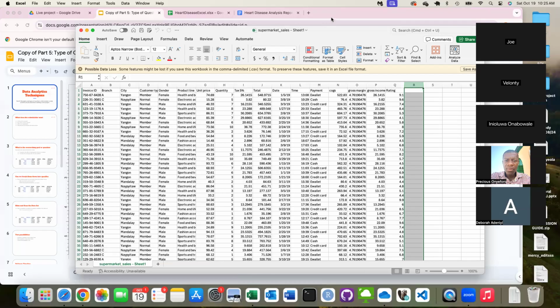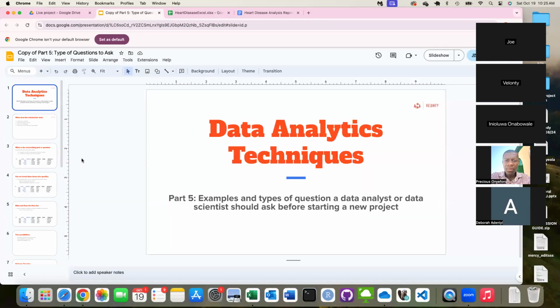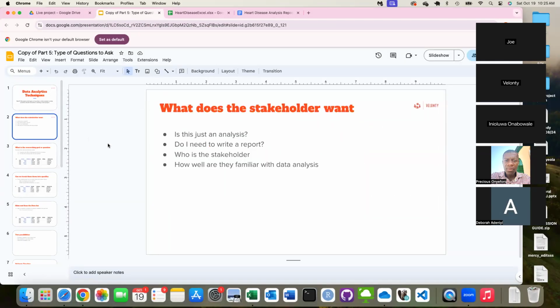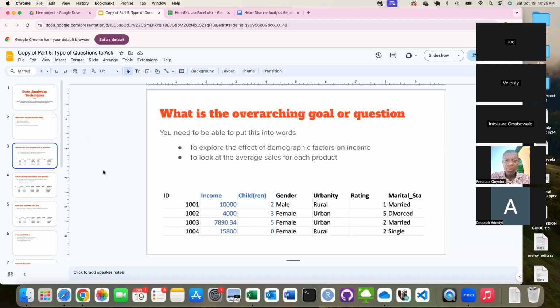So going back to this, understand that there are questions you have to ask. Let's say you want to ask, is this an analysis? We need to write the report. So you need to ask, what's the overarching goal or question?